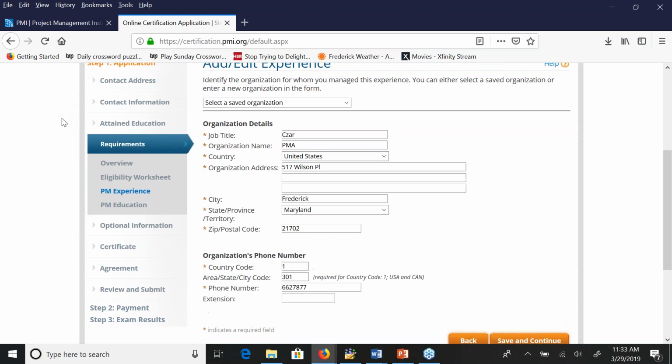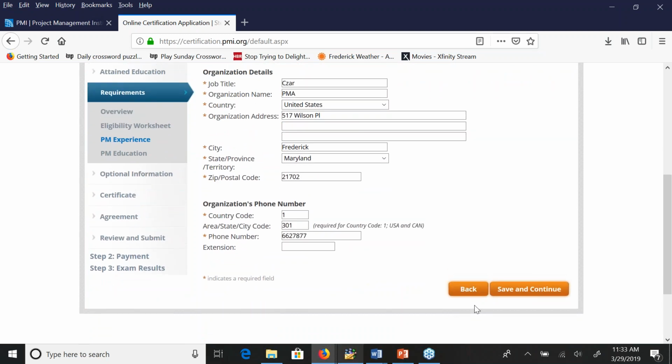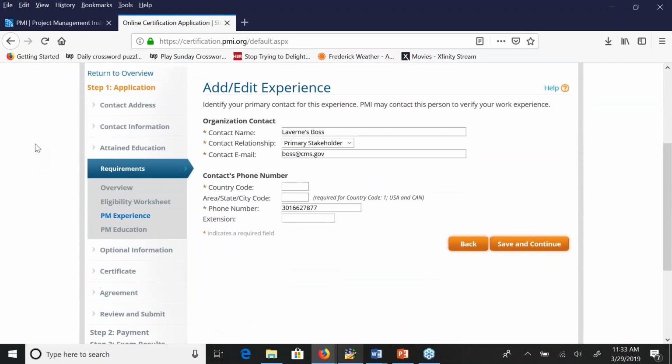The next page here is who you worked for and what your title was. Doesn't matter what your title was. So just put in whatever your title was, where you worked, what the address was, the phone number. That's all pretty rudimentary stuff. You should be able to get through that. And let's go down here. And oddly enough, this doesn't look like it. This is the single most important page of your application.